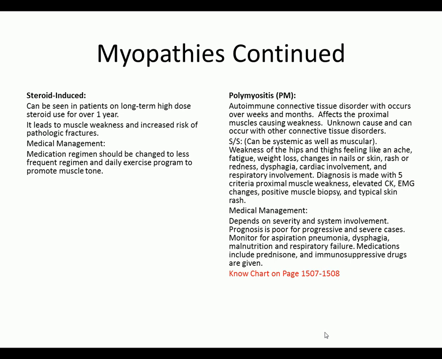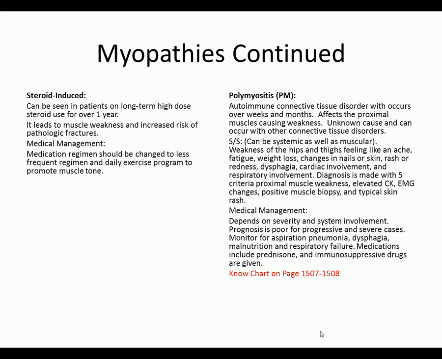With systemic involvement, you're going to have dysphagia and cardiac and respiratory problems. You're going to see elevated CK levels. They're going to do muscle biopsies, and you'll see an abnormal EMG. They can have a skin rash. The skin rash will be one of your confirming diagnoses. Your medical management is going to depend on the severity and the symptoms that are involved.